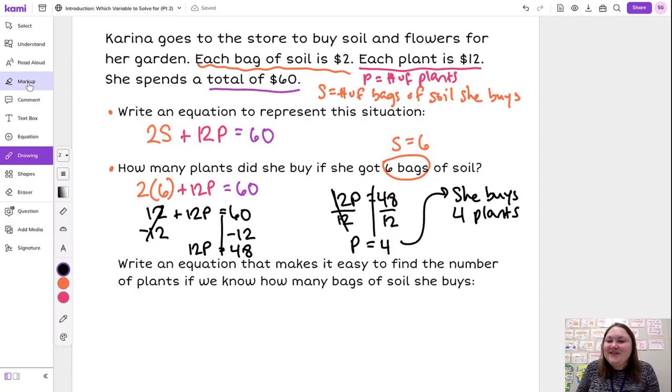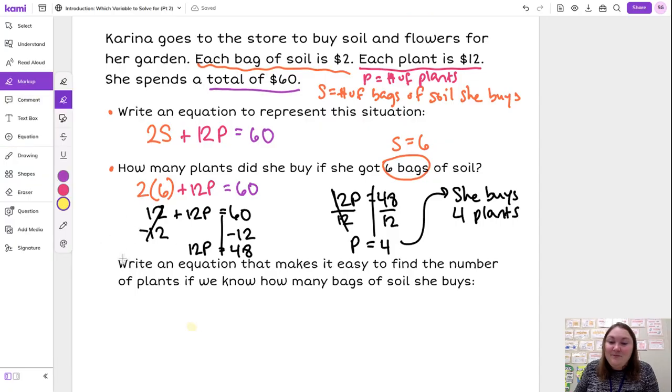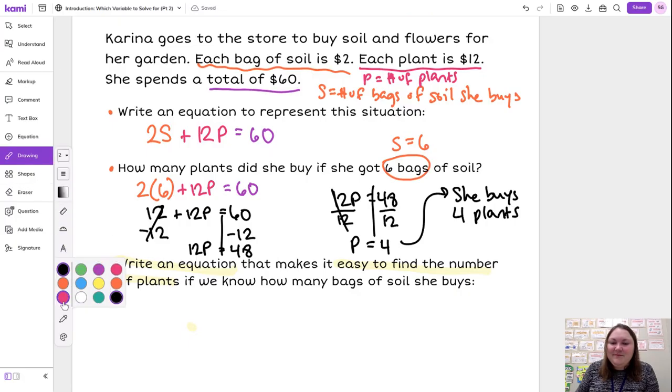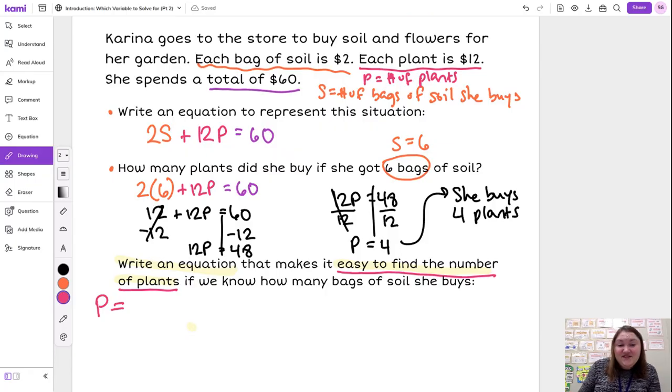So what am I trying to do? I'm going to get a highlighter. I'm writing an equation, so I'm not solving anything. It's going to look like an equation, but this time the equation is going to make it easy to find the number of plants. Easy to find the number of plants means we want our equation to start p equals. I want my equation to be already solved for the number of plants.